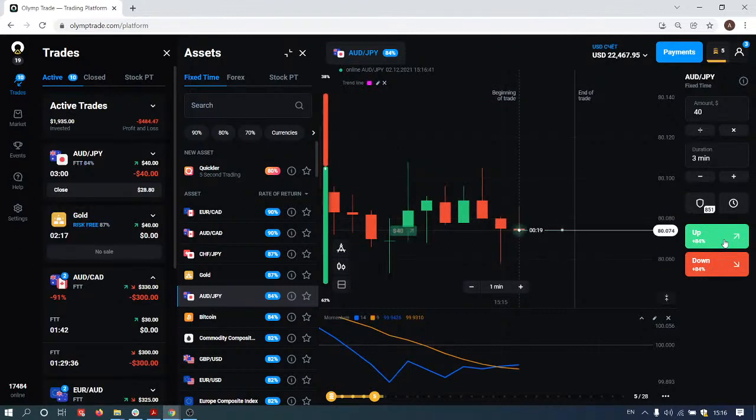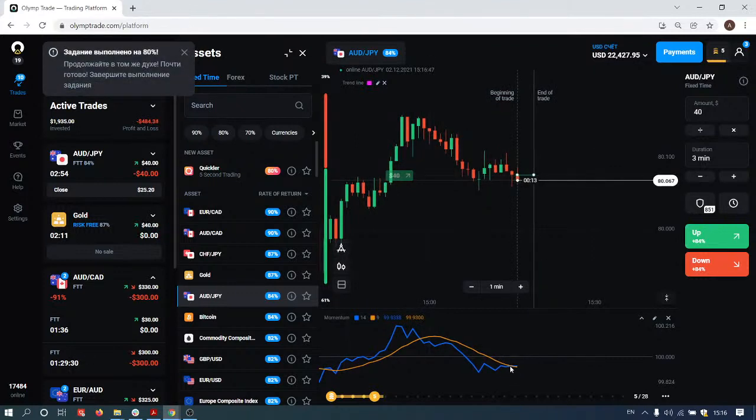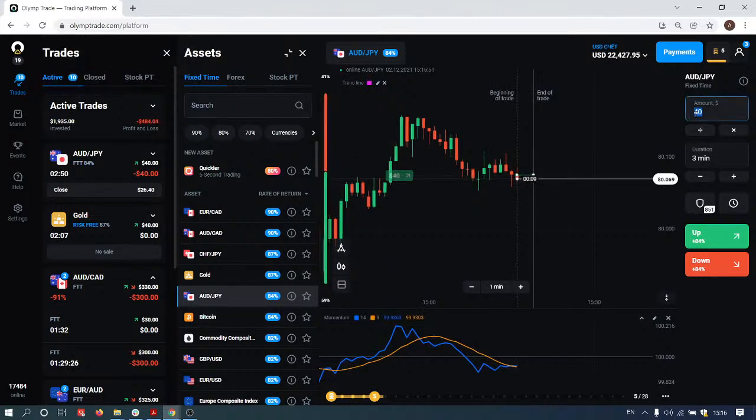Okay, out JPY. Let's give it a try in the upwards direction, because the blue line has just crossed the orange line in the upwards direction. So, and back to $33 per trade.